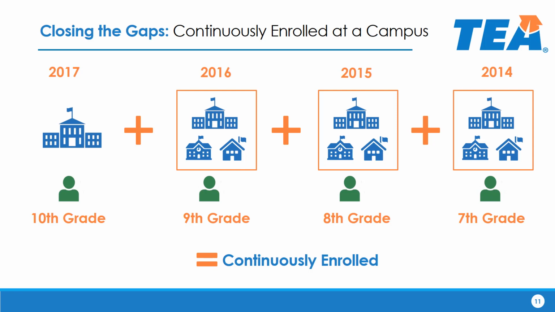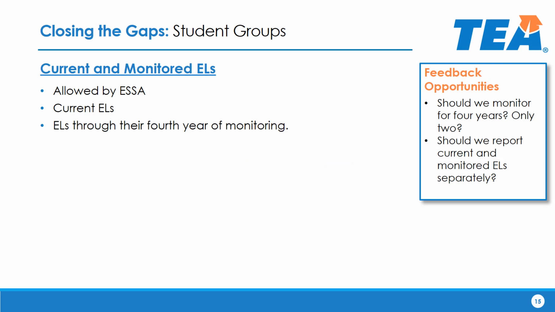The last student group we're going to look at is English learners. Our current modeling has us looking at current English learners and monitored English learners in one group, and then current English learners by themselves in a separate group. The combination of current and monitored is required by ESSA, but we're not required to track current ELs as their own student group. So there are a couple opportunities for feedback here.